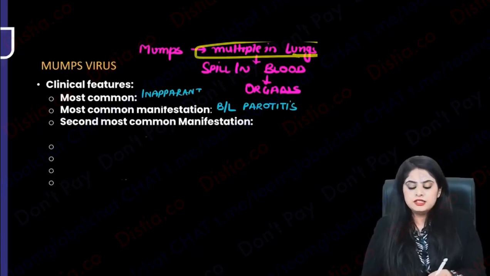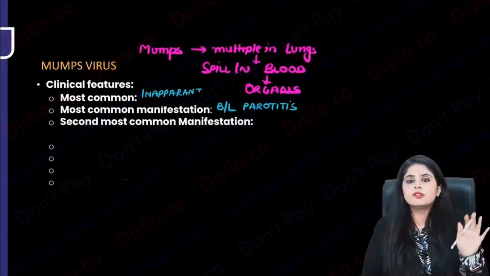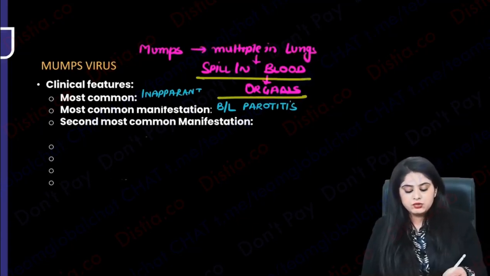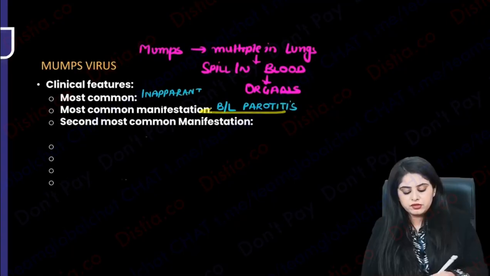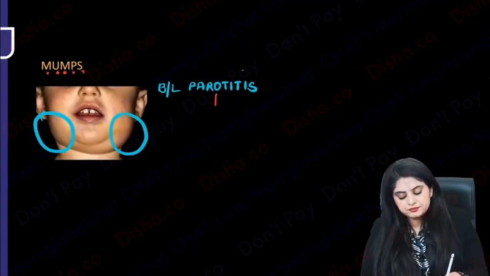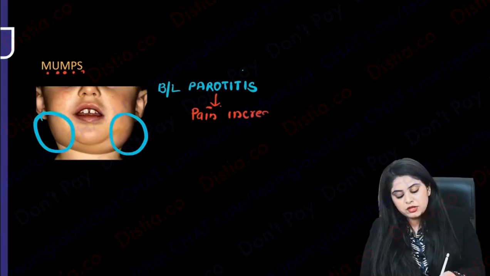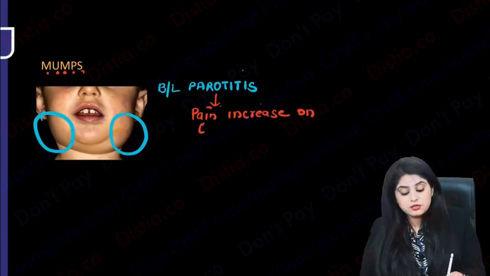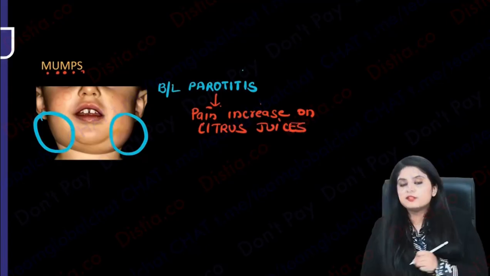Children get bored very easily. So he says, I'm bored, I'm tired, now I want to go somewhere else. It goes into the blood and goes into different organs. And one of those organs is the parotid glands, causing bilateral parotitis. There is one very important clinical dictum: these patients can also complain of pain, and this pain is increased on consuming citrus juices, right?